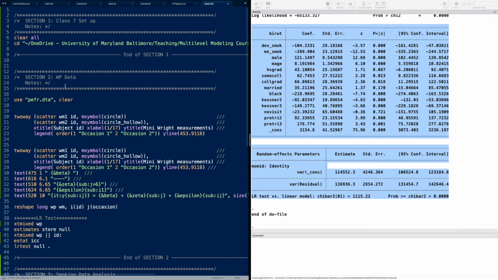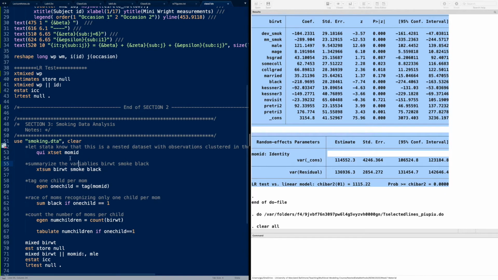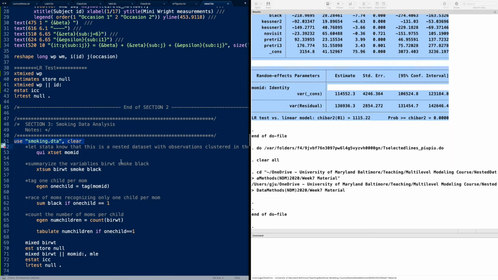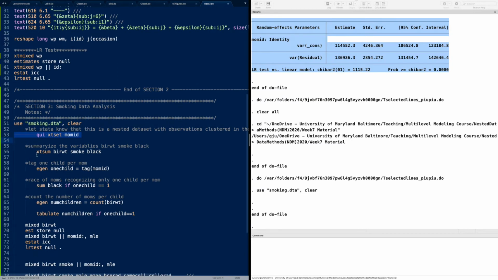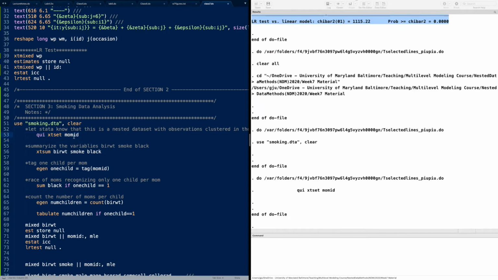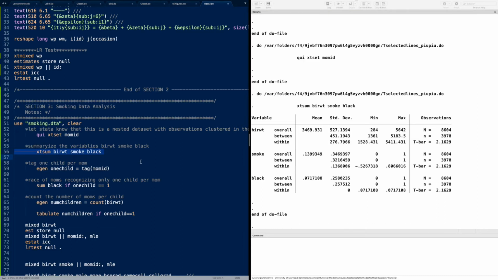So let's go to the data. I'm just going to clear ourselves out here and open the smoking data. You should have all of this material. Now, because I'm going to use some of these XT functions in Stata, I have to identify it as a data set that's nested in mom ID. And I can use this function called xtsum, which allows me to look at the effects between and within and separate them out. It recognizes that I'm looking at multi-level data.